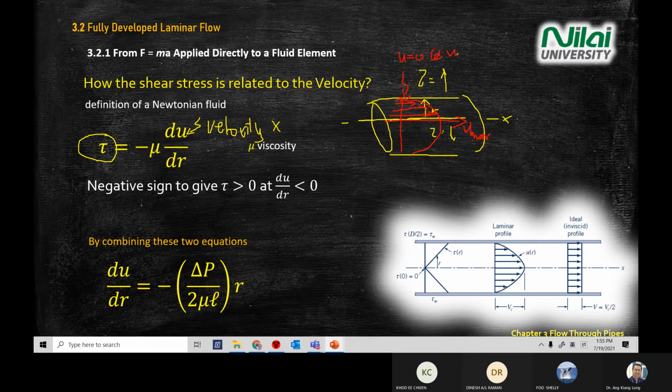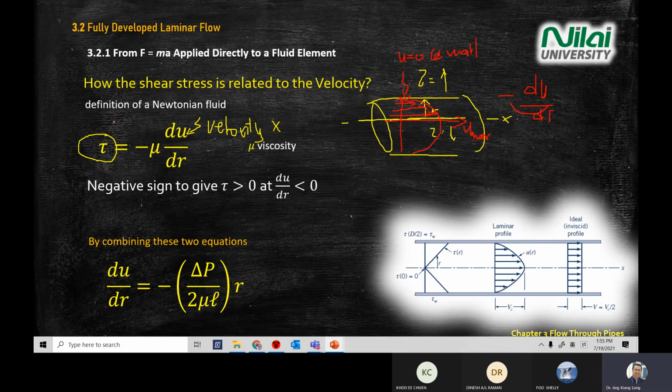So when you write mathematics, du over dr means the change of velocity. If you increase the r, it will be negative. It means it will become less and less. The magnitude of the velocity will become less and less. So this explains why there is a negative in the mathematical term.